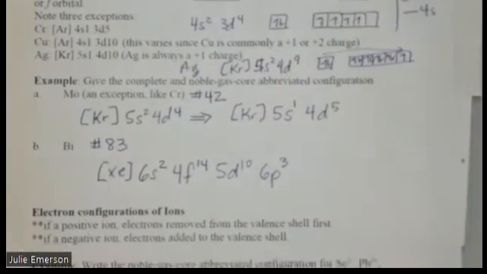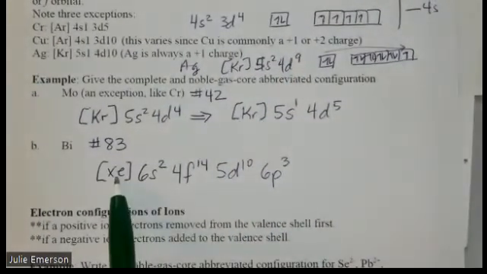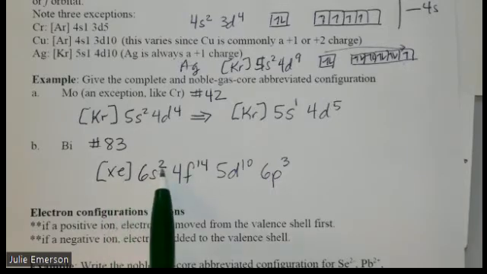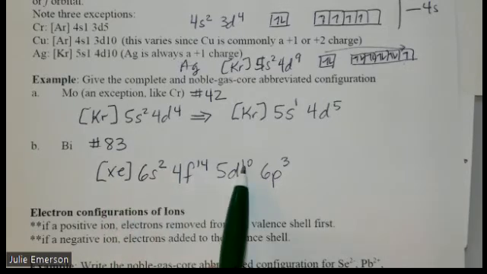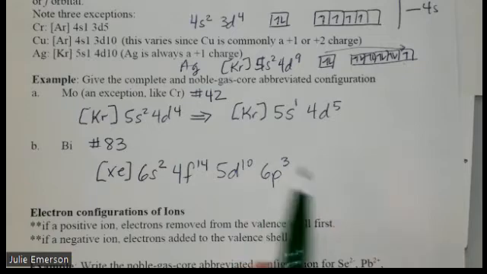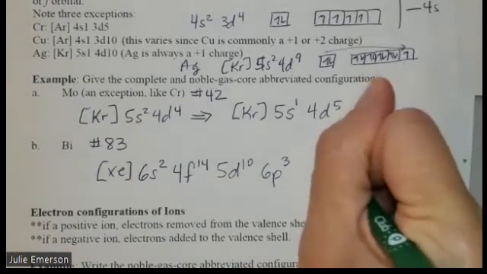So, order of filling, right? I have 54 electrons in the xenon symbol because it's atomic number 54. 56, 70, 80, 83 electrons are here. So all the electrons are accounted for. That's good. Now, what are the valence electrons?